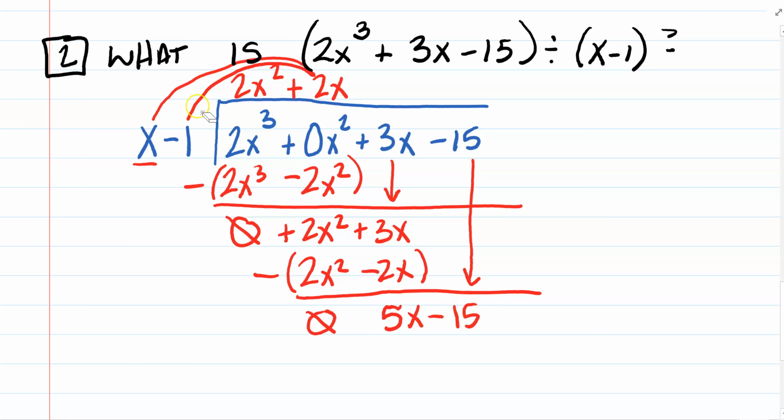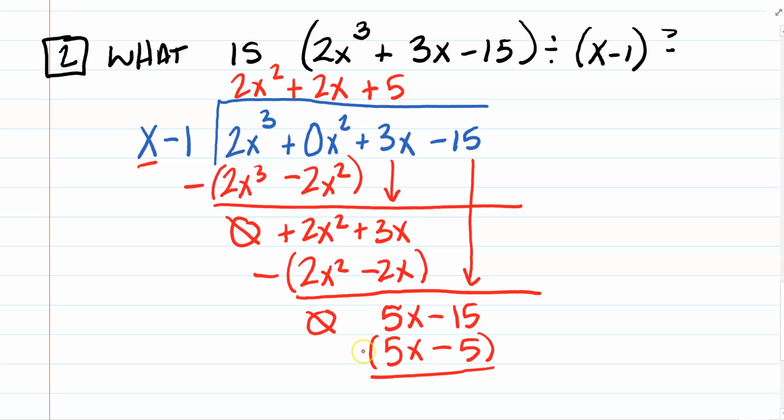Now at this point, I ask myself again, okay, if I took 5x and divided it by x, what would I be left with? And I would have a positive 5. 5 times x gives me a 5x, and then 5 times the negative 1 gives me negative 5. Again, I put parentheses around everything, and I subtract. So negative 15 plus 5 is worth negative 10.